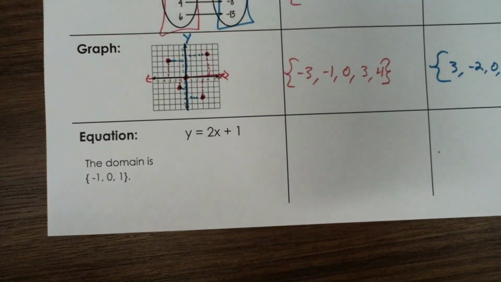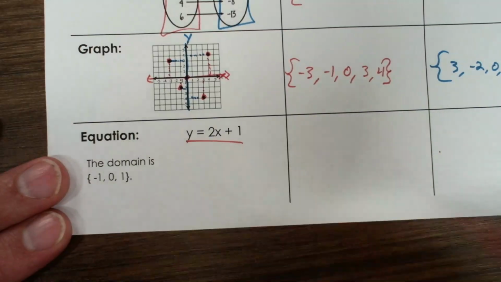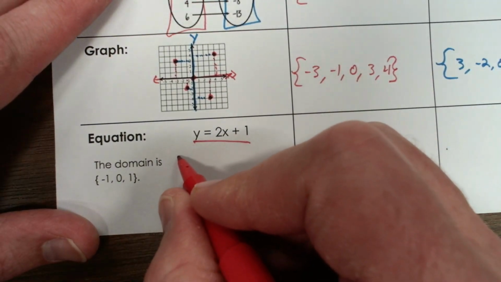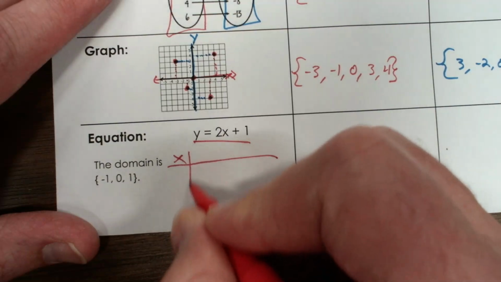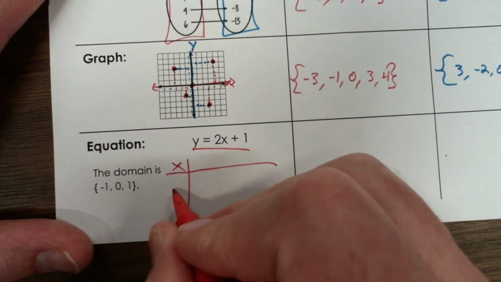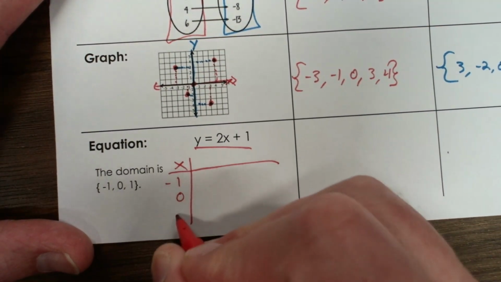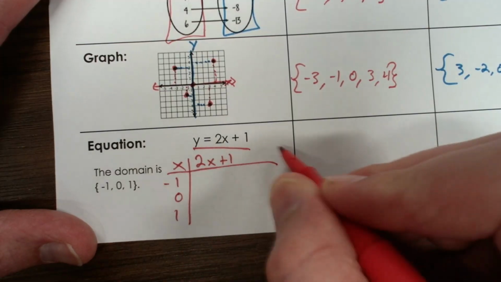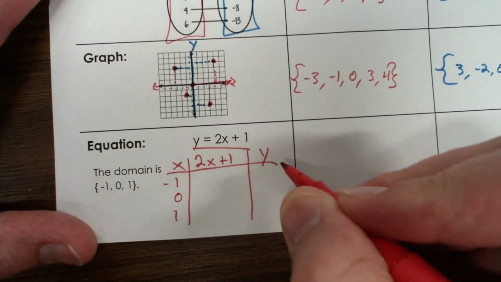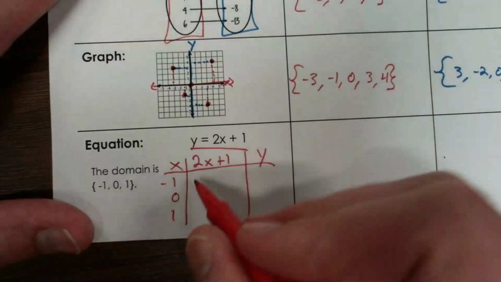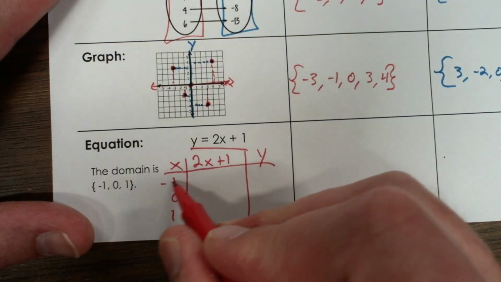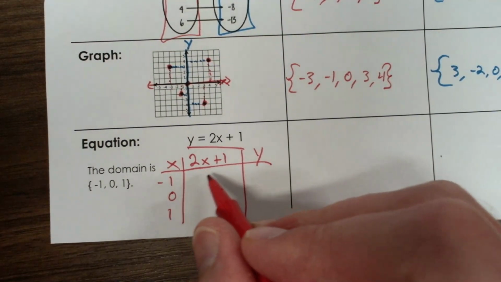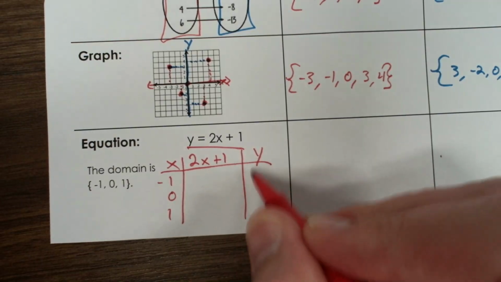This last one is an equation. You can type this into Desmos and you can get a table for it. Otherwise, we can build a table. And the table looks something like this. It's -1, 0, and 1. Our function is 2x plus 1. So this is called an input-output table. You write your input, -1, 0, 1. You write your function, 2x plus 1, and then we get our output.